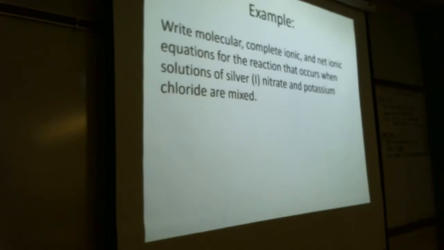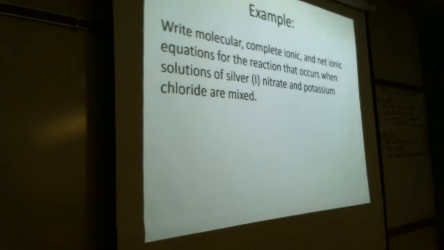Okay, so let's do this one together. Write molecular, complete ionic, and net ionic equations for the reaction that occurs when solutions of silver 1 nitrate and potassium chloride are mixed. So I want to write all three equations for silver 1 nitrate and potassium chloride. Those two solutions are being mixed. Now the problem tells me that they are solutions. So do I need to use my solubility rules to look up to see if silver 1 nitrate, potassium chloride are soluble? Do I need to look that up for my reactants?